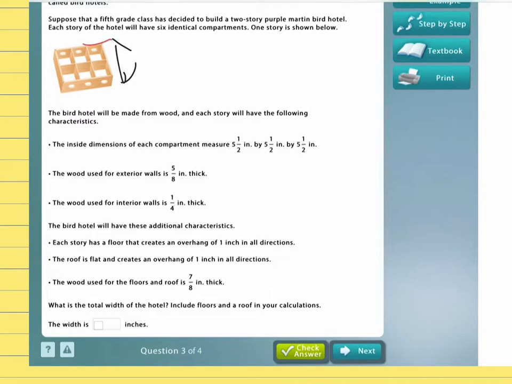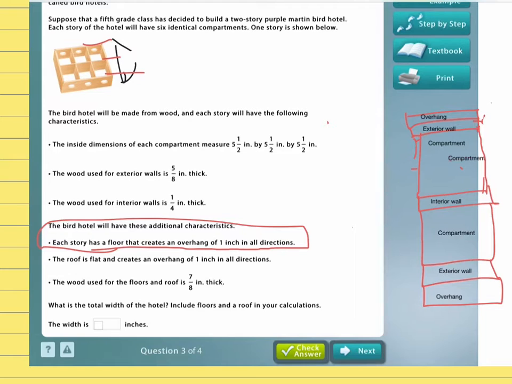There is an exterior wall here, interior wall here, and exterior wall here. So we're going to have to add those up. Also, additional information is each story of the birdhouse creates an overhang of 1 inch in all directions. So we're going to have to add an overhang inch for each story, and it is a 2-story birdhouse, so we're going to have to add 2 inches for each overhang.